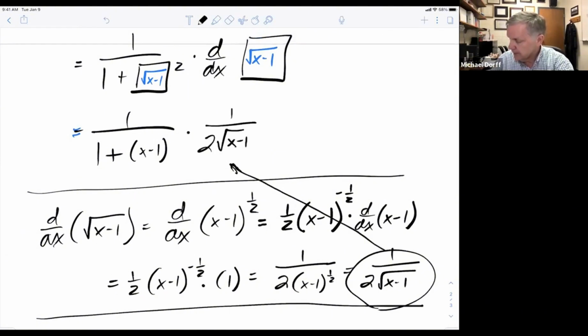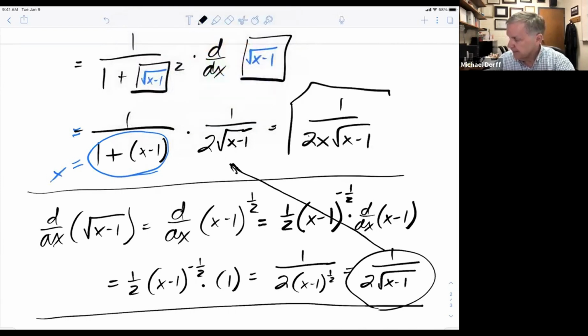Now we simplify this part here, the 1 and the negative 1 cancel out, so that's just equal to x. And so I can rewrite this all as 1 over 2x square root of x minus 1. And that's my final answer.